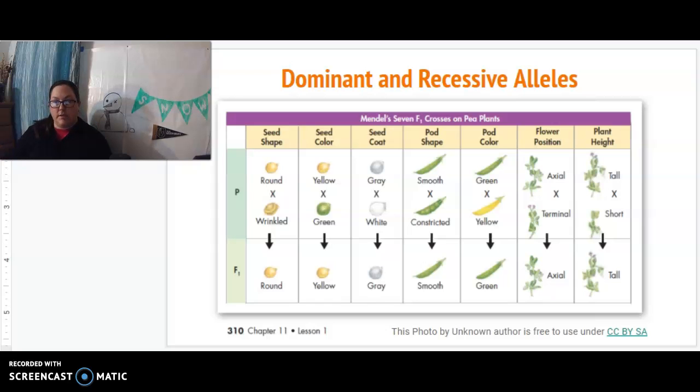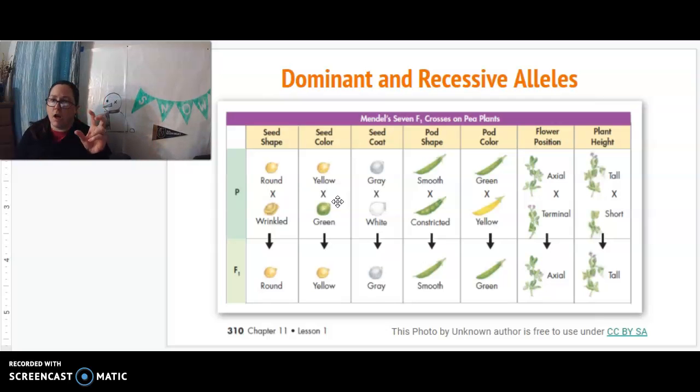So he determined which allele is dominant by looking at the traits in the F1 generation, right? So if you cross a round and a wrinkled plant and you get a round seed, round must be dominant, right? Yellow crossed with green, you get yellow. Gray crossed with white, you get white. We've got these smooth and constricted pea pods. They could have different colors, position of their flower, axial or terminal, and then plant height. So here's a good example here.